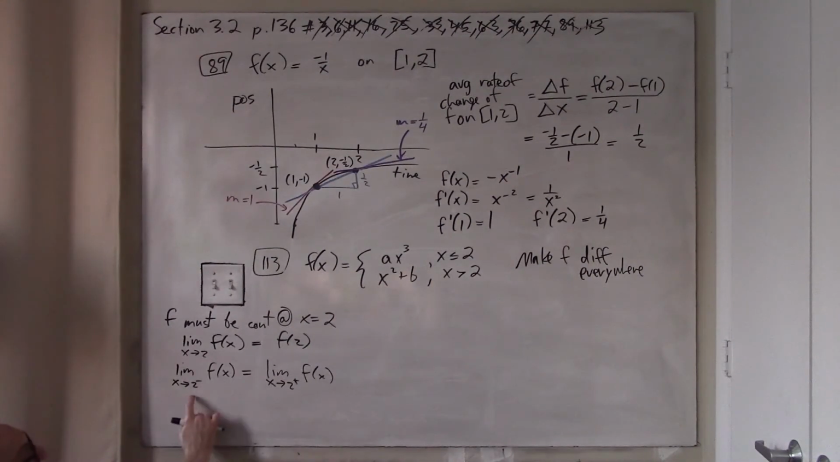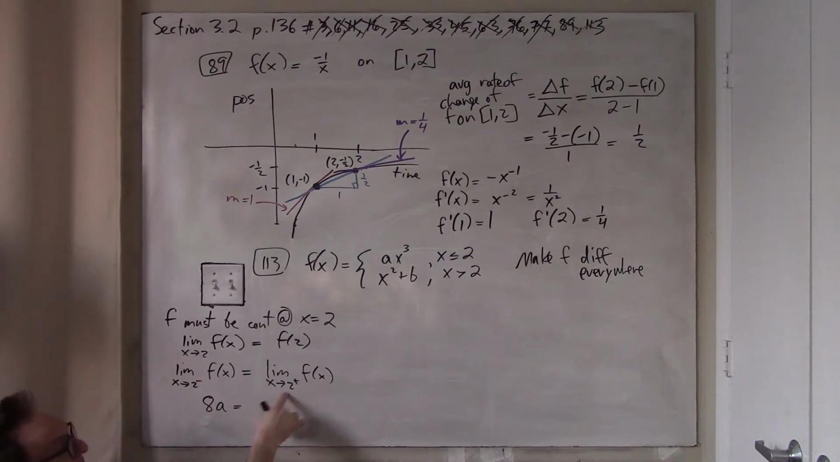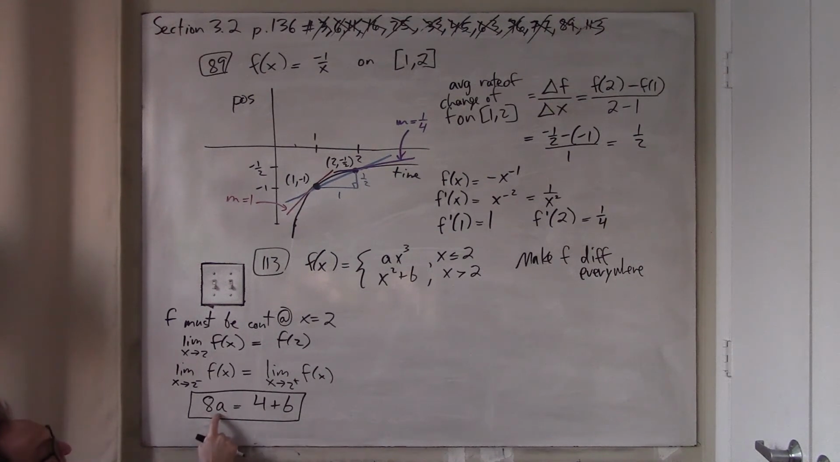Well, what is the limit as x approaches 2 from the left? If you plug 2 into that cubic, you get 8a. And if you plug 2 into the quadratic, you get 4 plus b. And therefore, 8a, the limit as x approaches 2 from the left, has to equal the limit as x approaches 2 from the right, which is 4 plus b, in order for this limit to exist. And then, of course, f of 2 is just 8a. So that will make the function continuous.